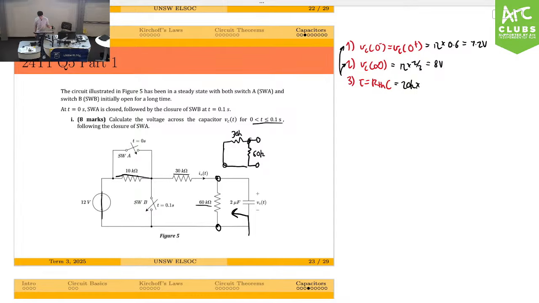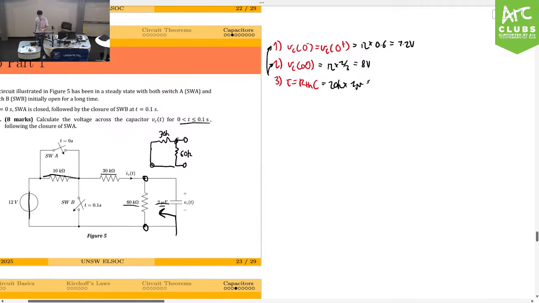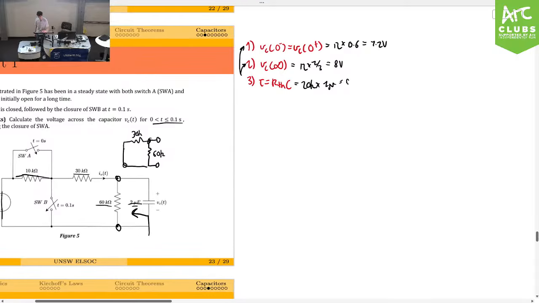Multiplied by 2 micro, as in the capacitance. So what's that going to be? I think I wrote it down, didn't I? I think 0.04, but I don't want to make a mistake.